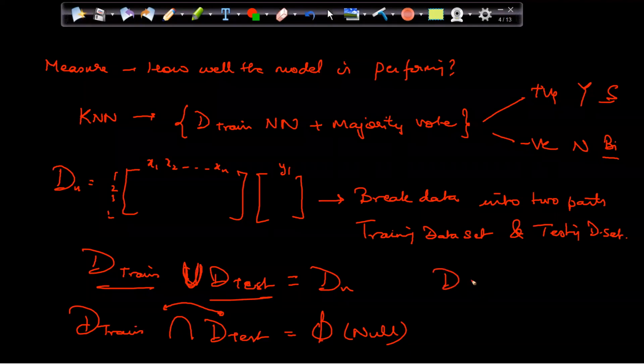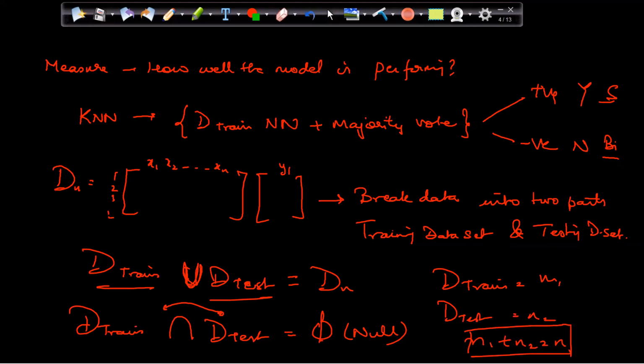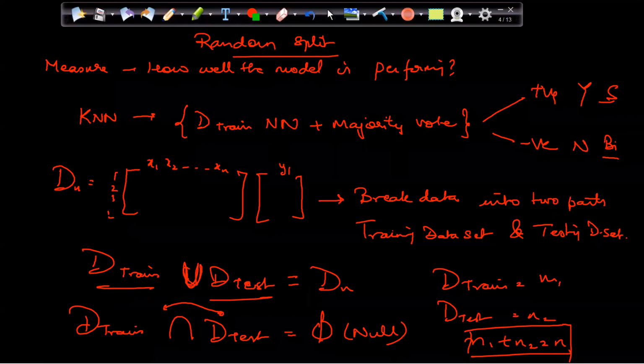Let's assume that dtrain consists of n1 records and dtest consists of n2 records, and total records are n. So n1 plus n2 will be n, right? And as I mentioned, this split will be a random split. There are other ways also to do the splitting, but as of now, we are talking about the random split.